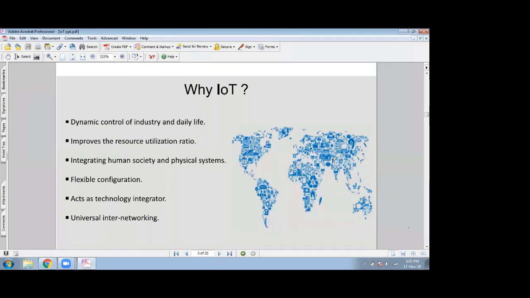So it's basically integrating human society and physical systems. Obviously, it's a flexible configuration and also acts as a technology integrator. Okay. So why it's a flexible configuration and also acts as a technology integrator, that I will discuss when I show some demonstrations, three or four demonstrations related to IoT.